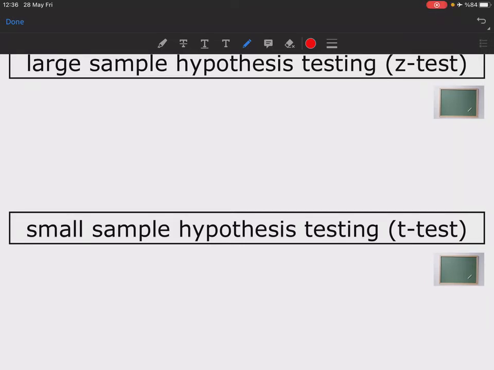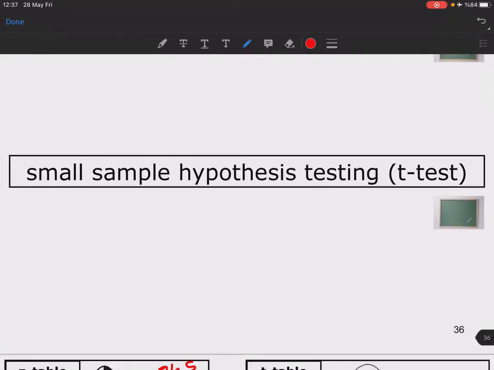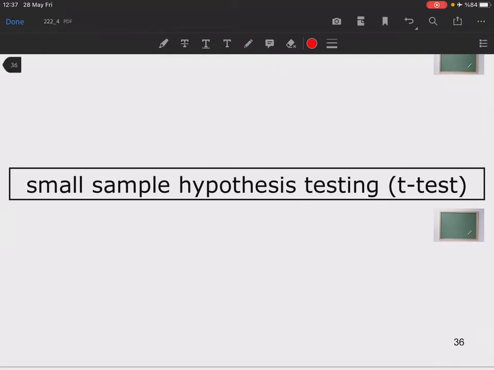Now, finally, we're going to talk about small sample hypothesis testing, which is also called the t-test. It is usually advised for sample sizes less than 30.